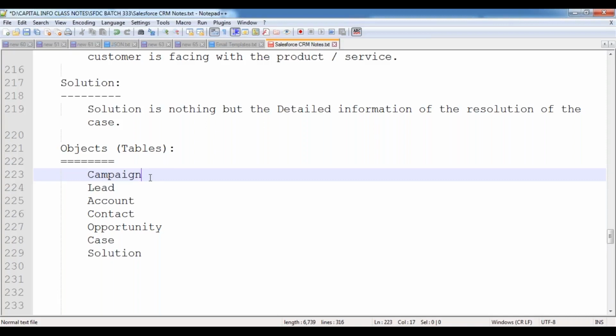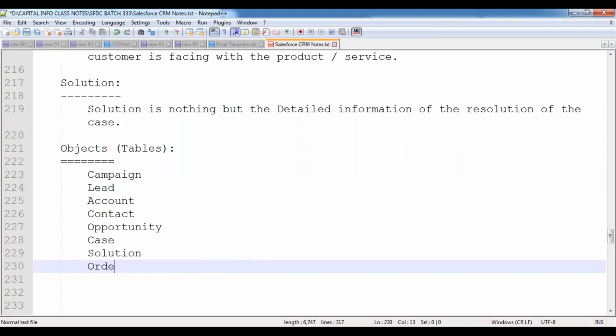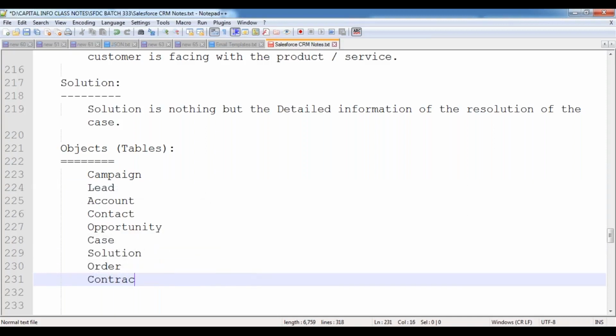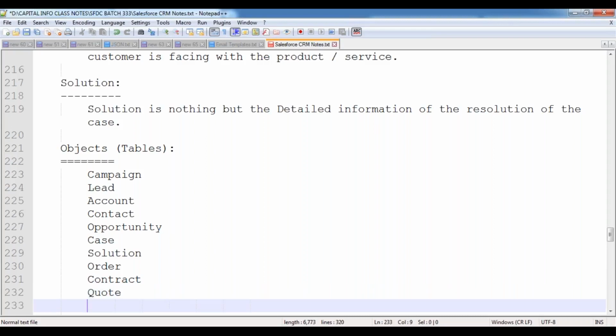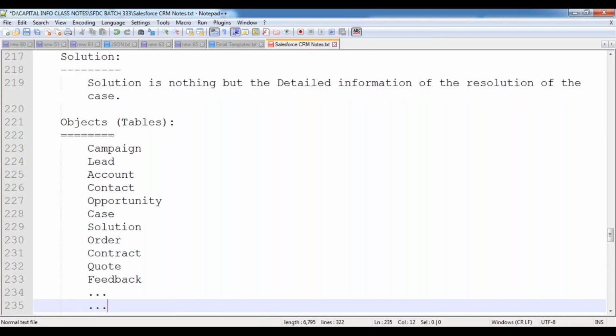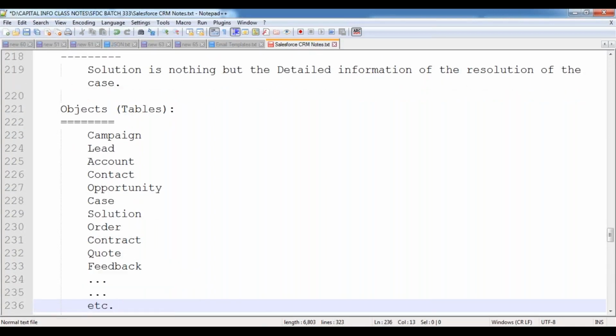Like that, we have so many other objects available, like the order object, contract object, quote object, feedback object. As part of Salesforce CRM, we have so many other objects also. So these are the various terminology that we use as part of Salesforce objects.